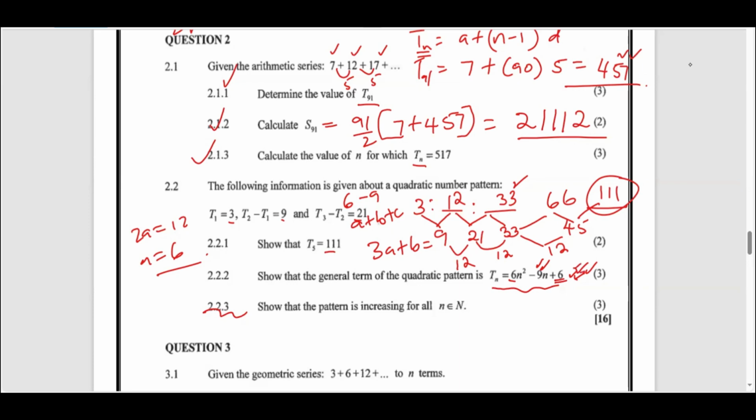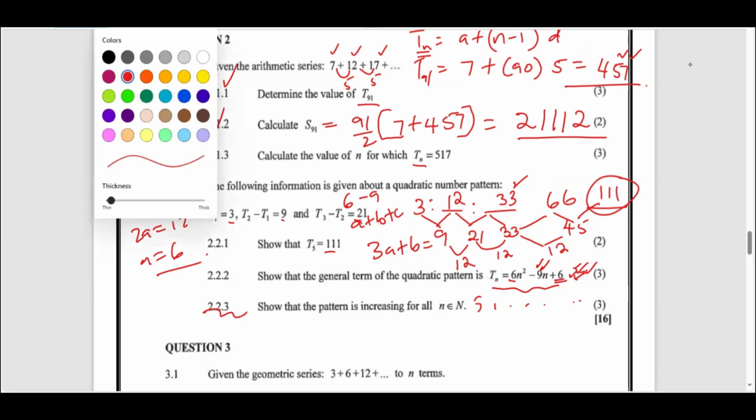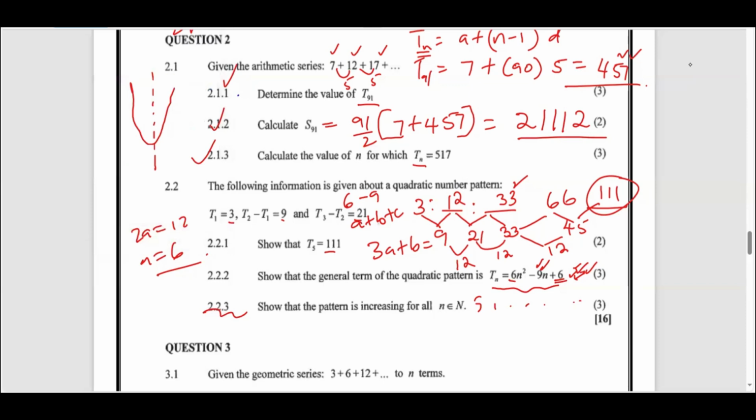Then can we show that the pattern is increasing for all natural numbers? So we know that natural numbers are just the counting numbers 1, 2, 3, and so on and so forth. This pattern is quadratic, which means it's a parabola. So remember, if I have this dotted line here, on the left-hand side of the dotted line, the graph is decreasing, and on the right-hand side, the graph is strictly increasing.